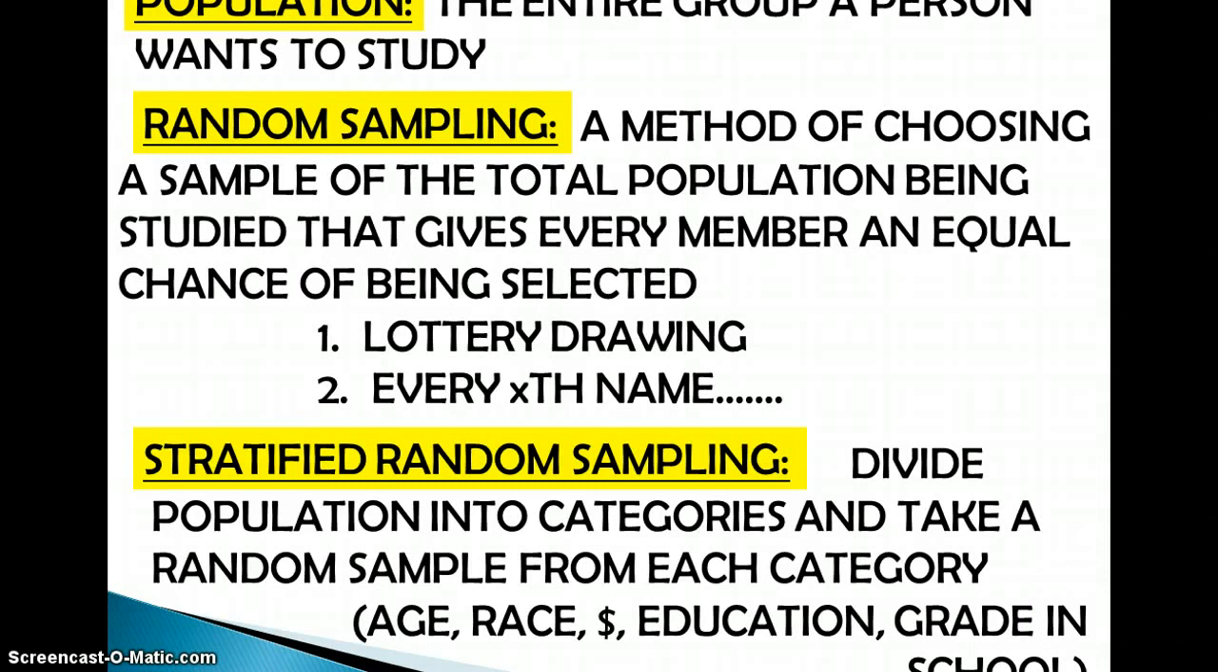If you don't care how boys or girls answer, you wouldn't stratify it. You would just randomly get 50 people, and if that meant it was 40 men and 10 women, who cares? But if you need to know what that is, then you would stratify that random sampling.